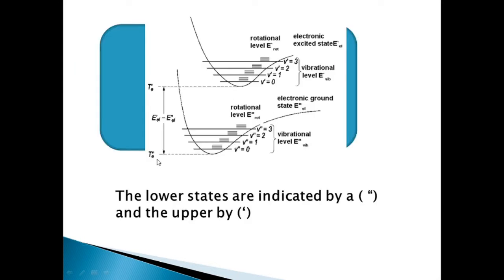Here in the energy diagram you can see the different energy states. This is the electronic ground state and this is the electronic excited state. Each state consists of a lot of vibrational levels and rotational levels. The lower states are indicated by double prime and upper states are indicated by single prime. When an electronic transition occurs from one energy state to another, we can calculate the energy difference required for the transition by using the Born-Oppenheimer approximation.